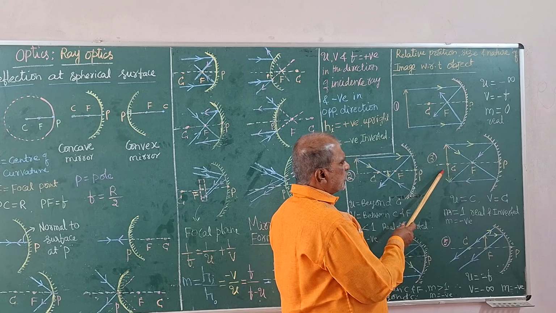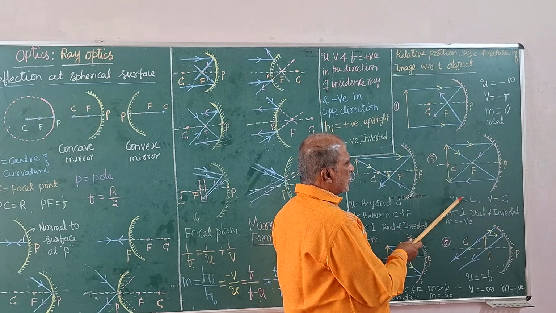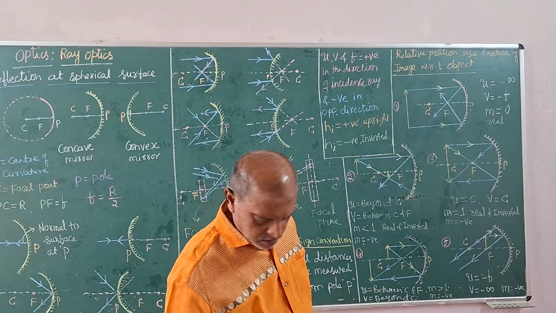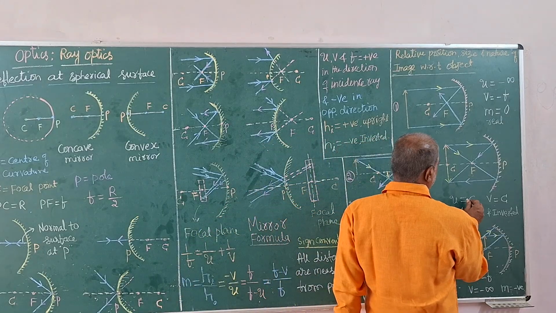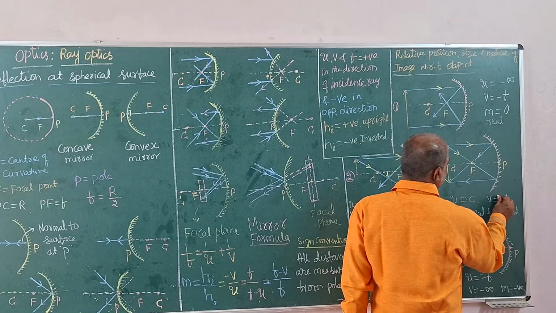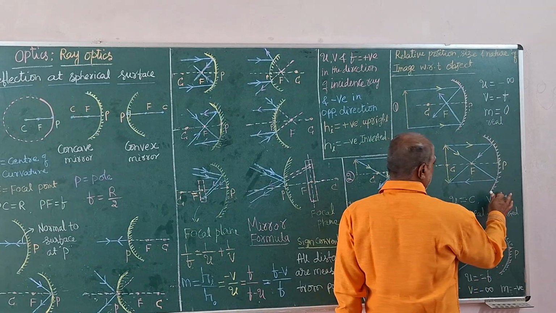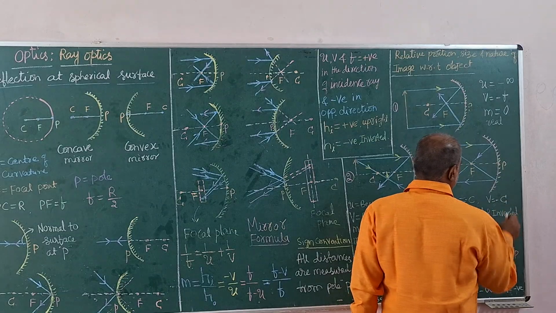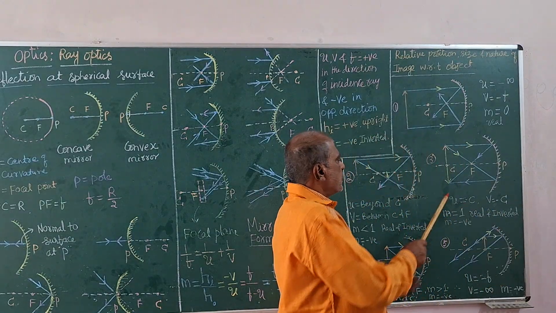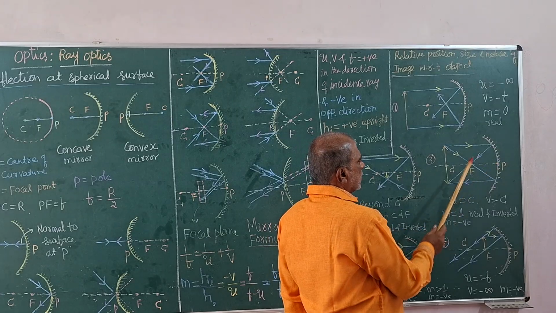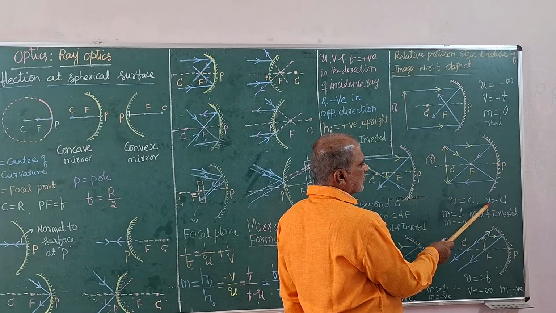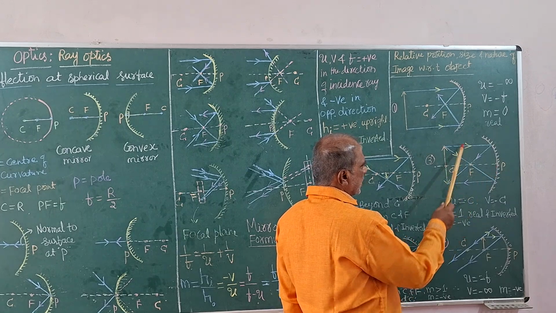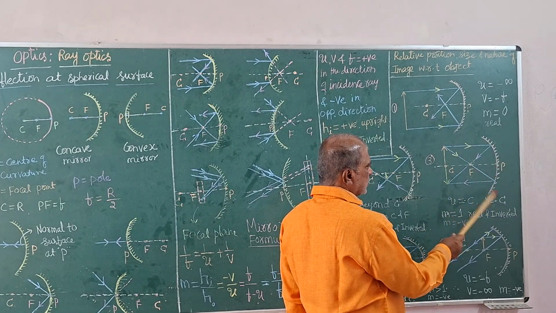So what kind of image do we get? First of all, what is u? u is minus C. v is minus C, because u is minus the distance of the object from the point, and v is the distance of the image from the same point. And they are minus because they are measured in the opposite direction. Minus C at the same distance.